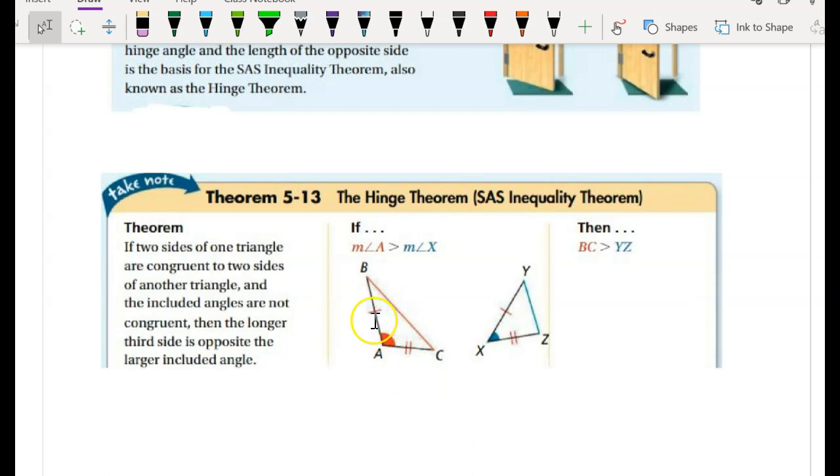Okay, so let's say that again in English. We have two triangles that have two pairs of congruent sides. The included angle in triangle ABC is A, and the included angle in triangle XYZ is X. So if the measure of angle A is larger than the measure of angle X, then BC is larger than YZ. So take a second and look at that on your own, and try to see if you can see it.